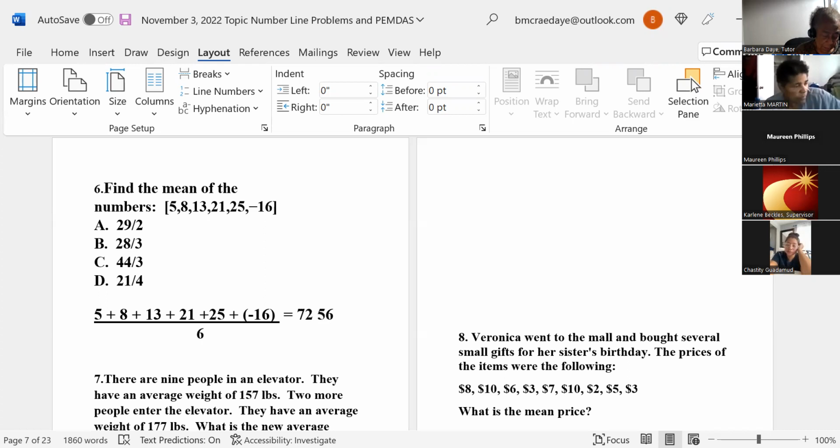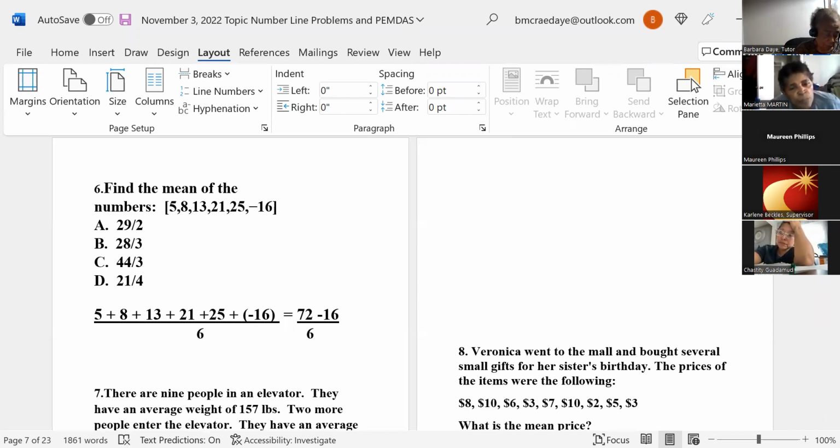Okay, and then you have a minus 16. 72 minus 16, you get 56. What is that equal to, Maureen? 56. Okay, we have a 6, and this is all divided by 6, right? So you get 72 minus 16, which is 56, and you divide by 6.